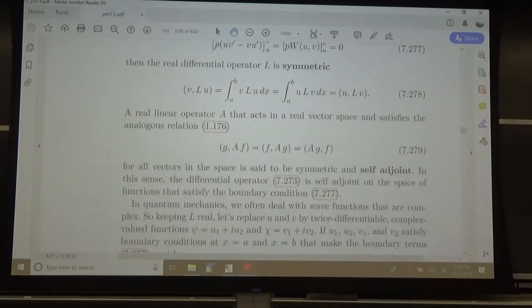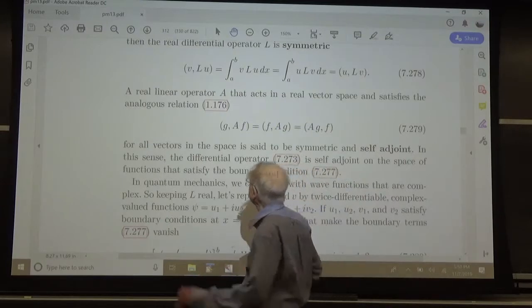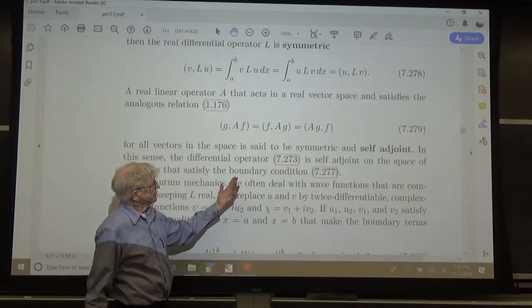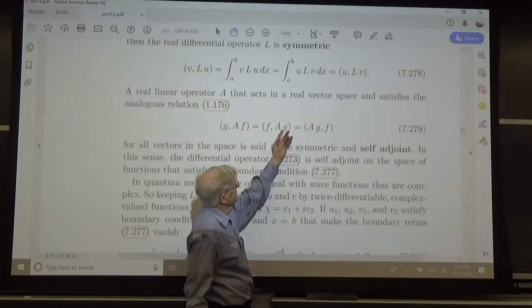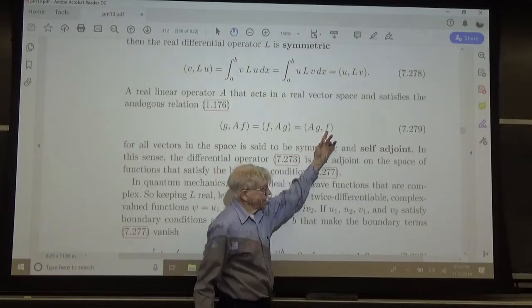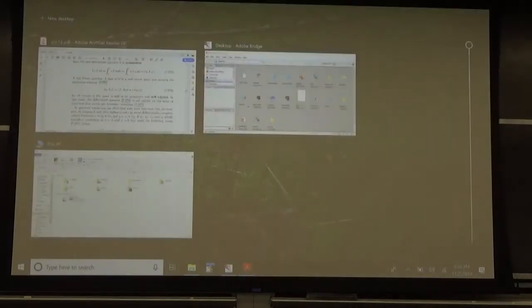And now we can refer back to chapter 1, where we had a real linear operator A that acts in a real vector space and satisfies the analogous relation that the inner product of a vector with A times another vector is also equal to the inner product of A on g with f, or equivalently Ag on f. And what we said then was that this operator was symmetric, or self-adjoint.